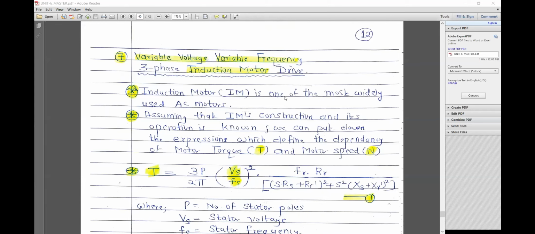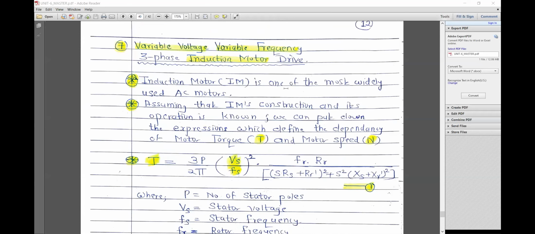Now we go to the last application of this unit, that is the variable voltage, variable frequency, three-phase induction motor drive. The previous application, BLDC, was actually an AC motor being driven using an inverter. And here we are going to have an AC input.